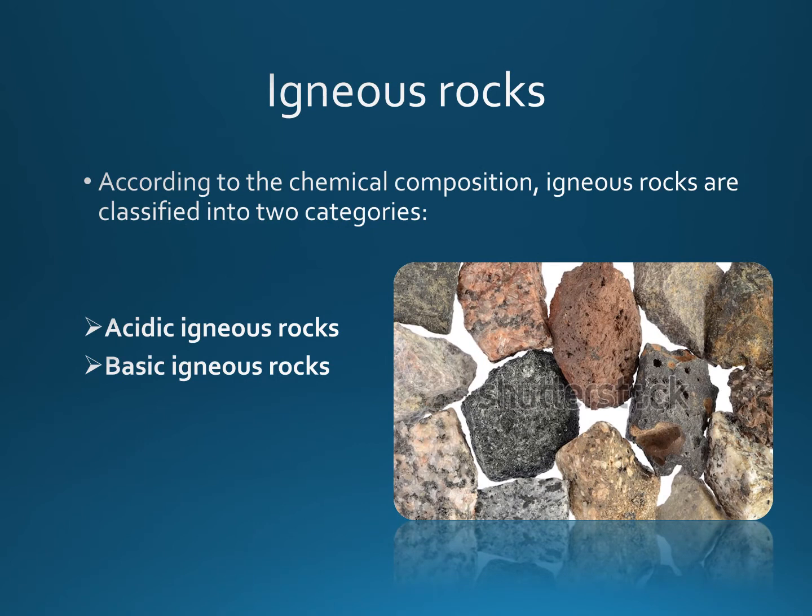Coming to the classification of igneous rocks based on chemical composition. According to the chemical composition, igneous rocks are classified into two categories. They are acidic igneous rocks and basic igneous rocks. Let's learn about these two types of rocks now in detail.